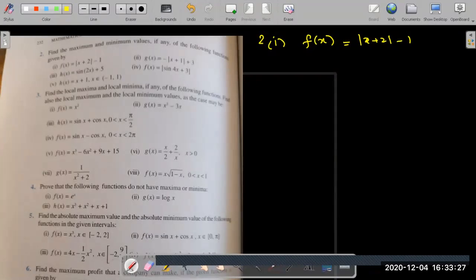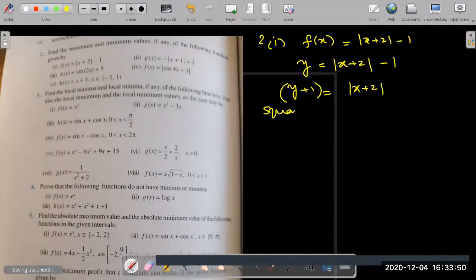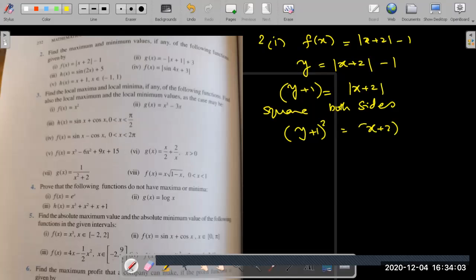So let's consider f of x as y: y equals mod x plus 2 minus 1. Then y plus 1 equals mod x plus 2. Wherever mod is there, you have to do the squaring. So square both sides. When you square, you have y plus 1 whole square equals x plus 2 whole square. The mod is gone basically.